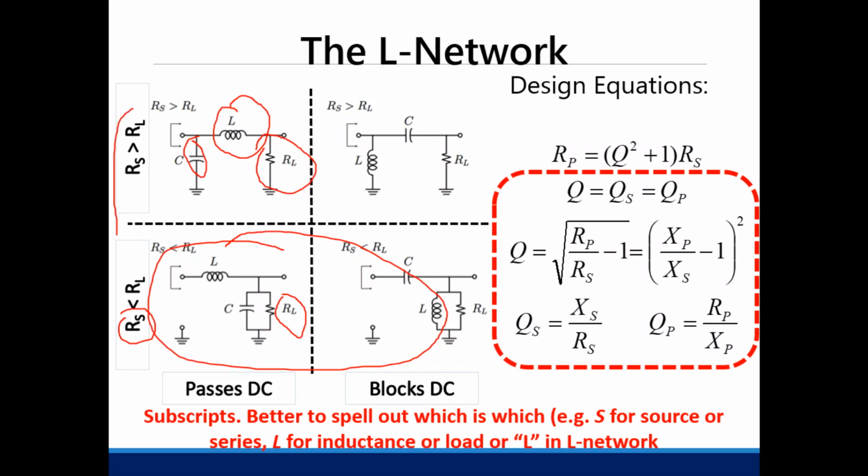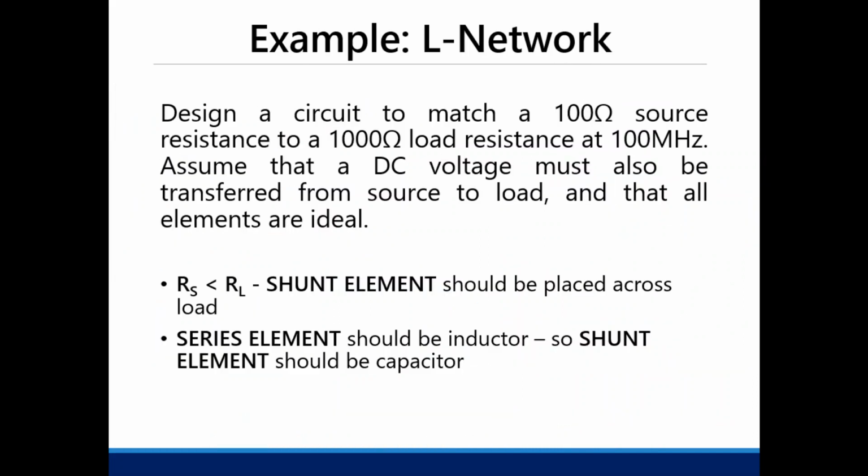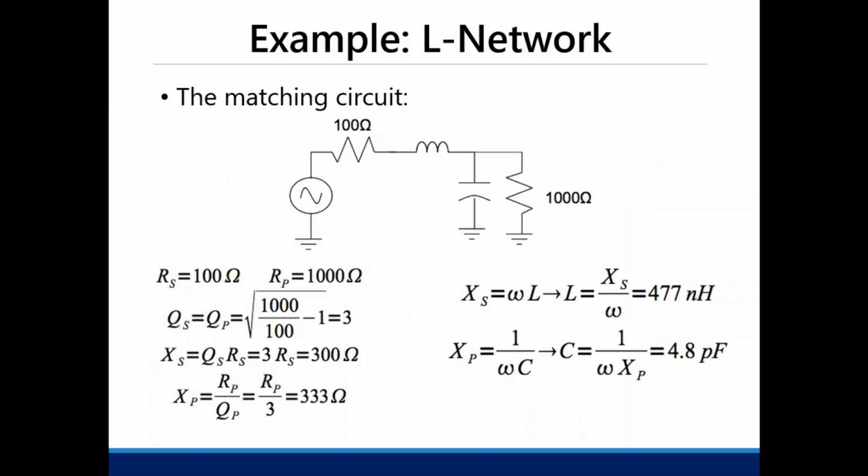After identifying the conditions of match, you just need to know if you need to pass DC or block DC. For example, design a circuit to match a 100 ohm source to a 1 kilo ohm load resistance at 100 megahertz. Assume that a DC voltage must also be transferred from source to load and that all elements are ideal. RS is less than RL, so we need a shunt element. You connect a shunt element first to your load resistance before connecting a series element to cancel out the shunt element. So this is our matching circuit.